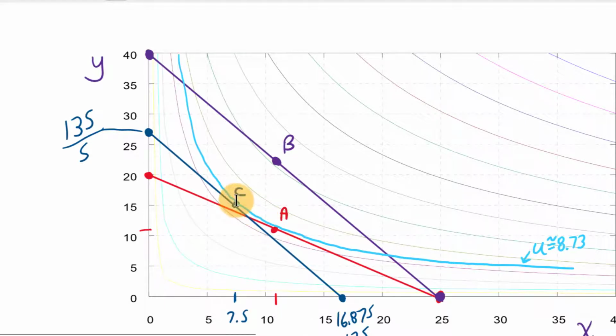So between A and C, the price changed. Between C and B, the income changed. An income shift is a parallel shift. Price change is going to be a rotation of a budget line with a different slope.